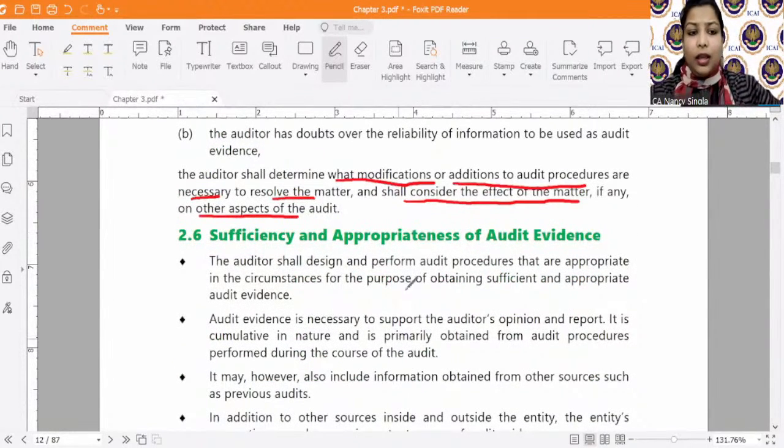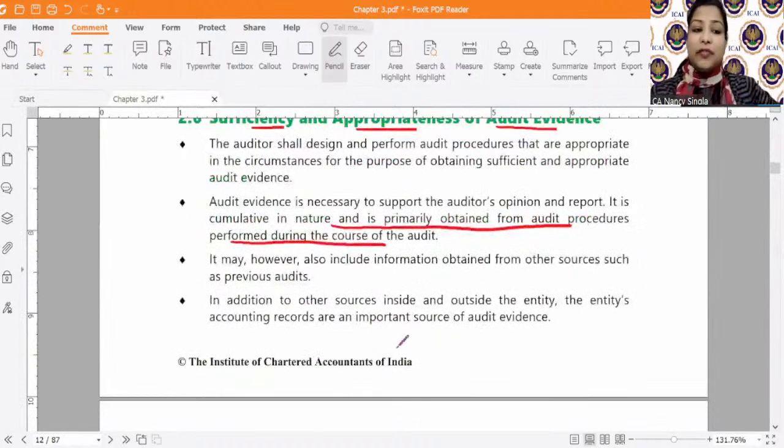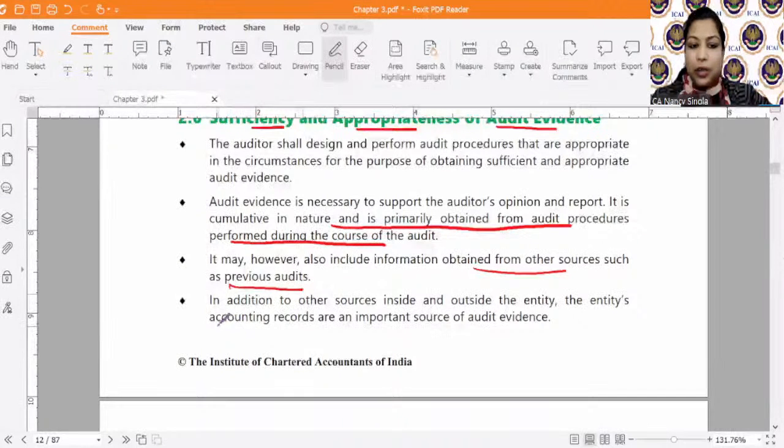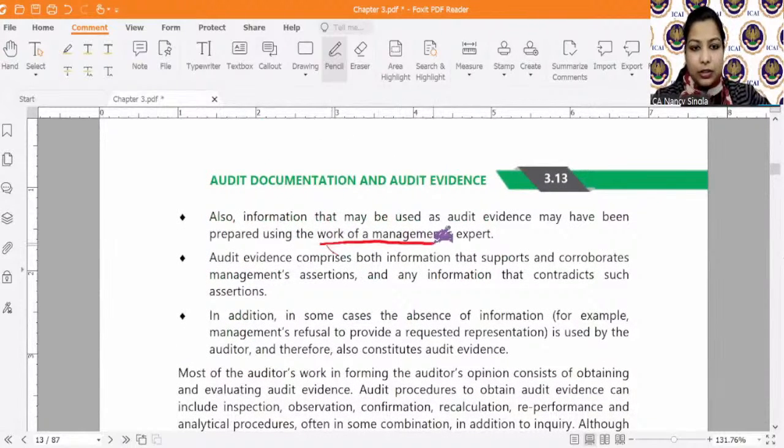Sufficiency and appropriateness of audit evidence. The audit evidence is primarily obtained from audit procedures performed during the course of audit. However, it also includes information obtained from other sources like your previous audits. So if I give you an MCQ or true or false, whether the information obtained by the auditor in the previous year audit can be used as audit evidence, yes, it can be used. And audit evidence can be received from accounting records or the work of management expert.